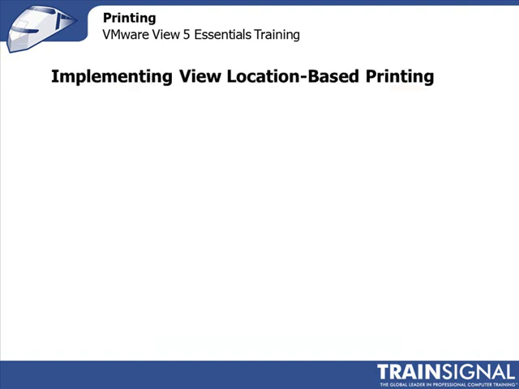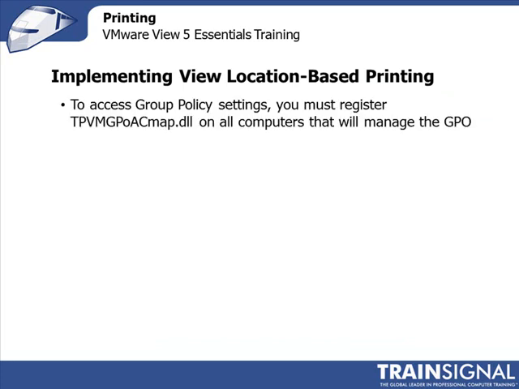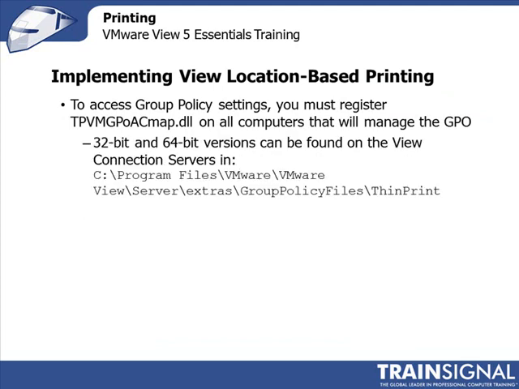So now let's go through the steps that you need to do in order to get View location-based printing to work. As I mentioned before, all the group policy settings are defined in a DLL that needs to be registered. This DLL is the tpvm-gp-oac map.dll. There are 32 and 64-bit versions of this DLL, and they can be found on your View Connection server in the Program Files, VMware, VMware View, Server, Extras, Group Policy Files, Thin Print directory.